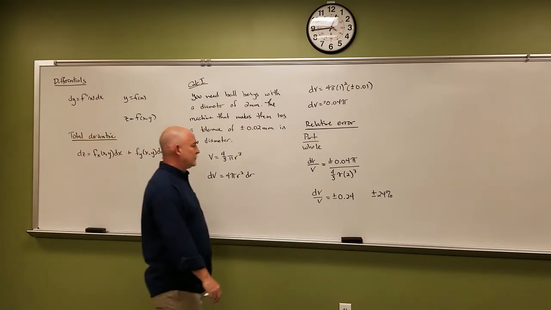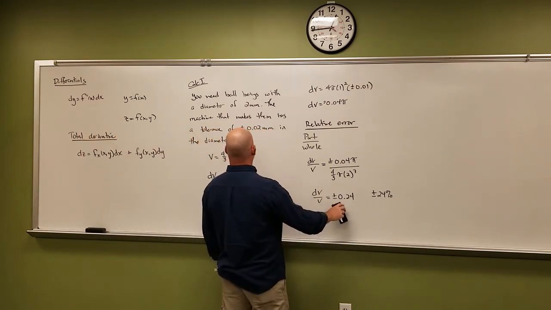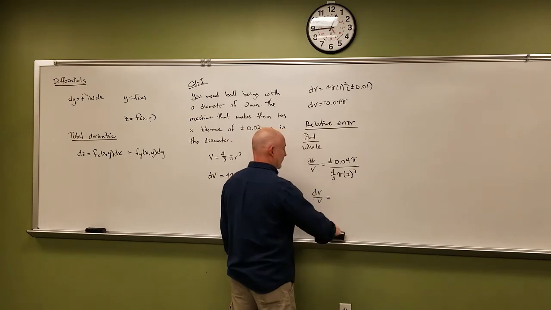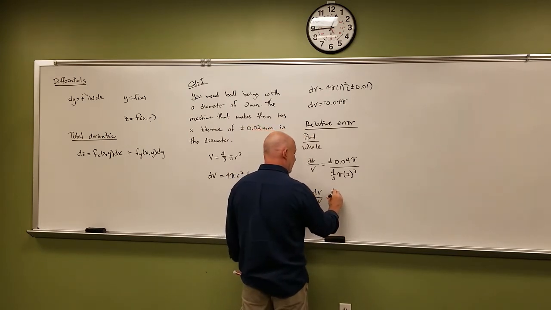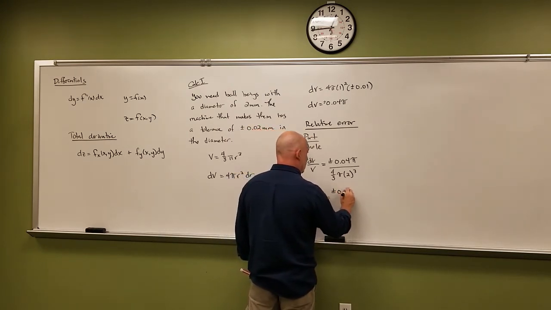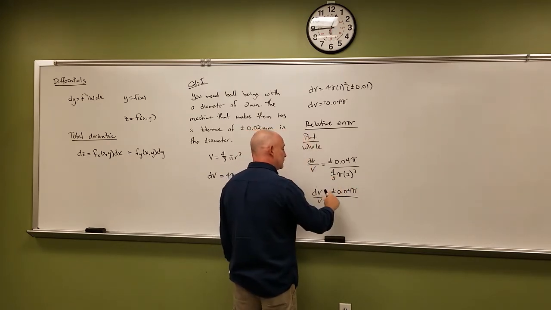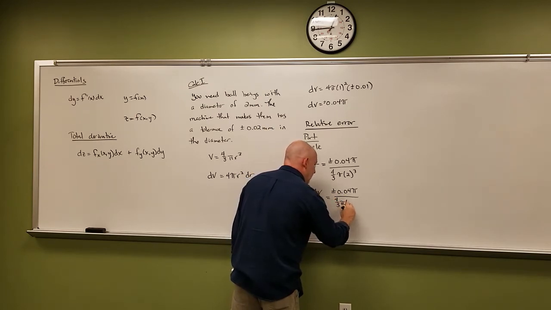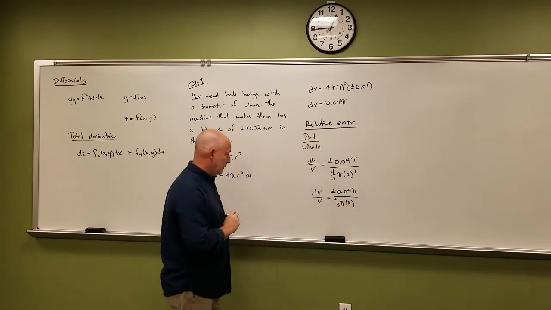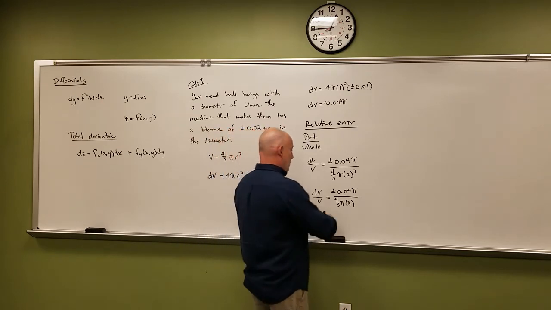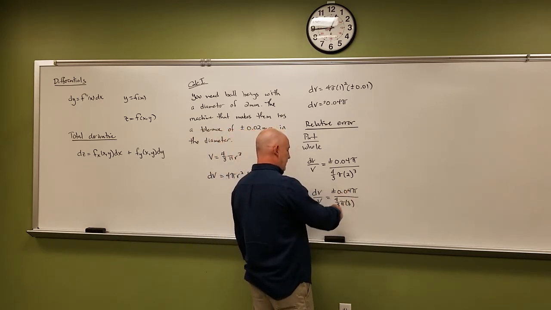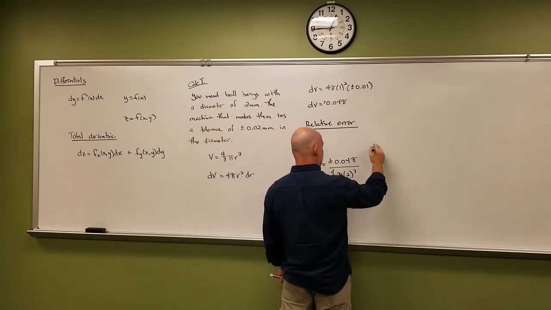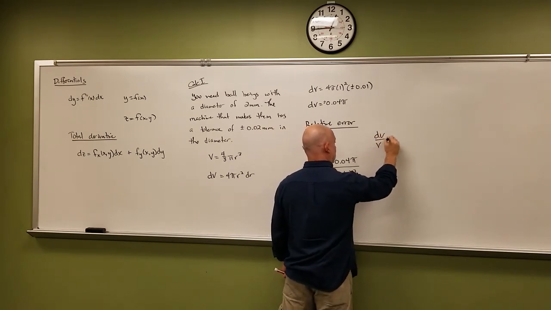Oh, I did. Sorry. This is wrong. That's an arithmetic mistake. Let me go ahead and write this out for you. So we get plus or minus 0.04 pi over, that's 4 pi times 8. This is going to be kind of an ugly number. Should have made that a 1. All right, so of course the pi's are going to cancel, and we end up with dV over V.